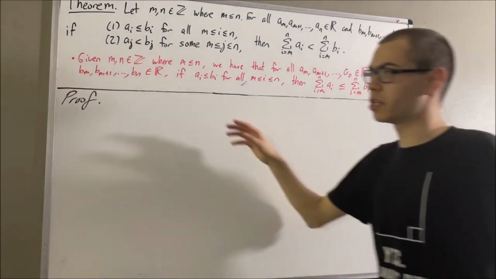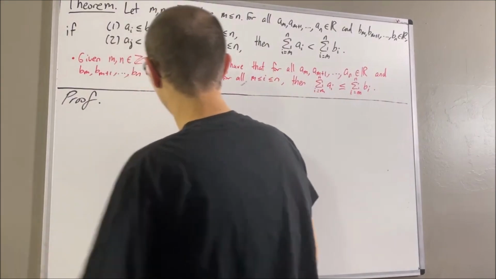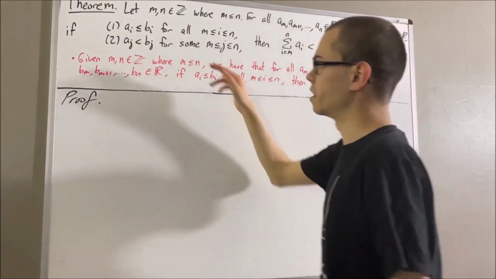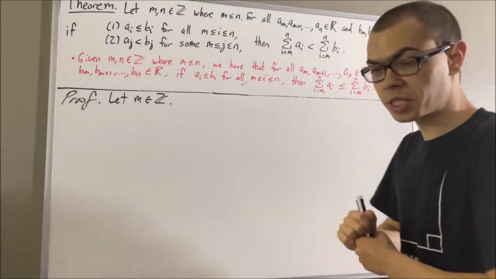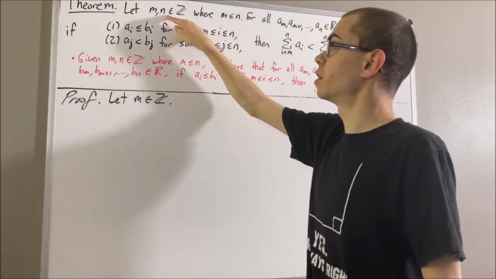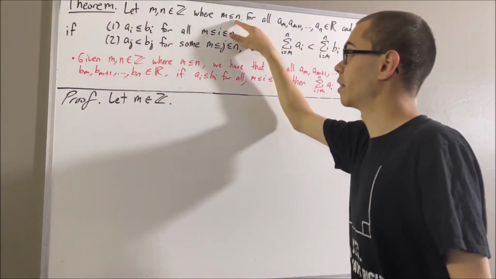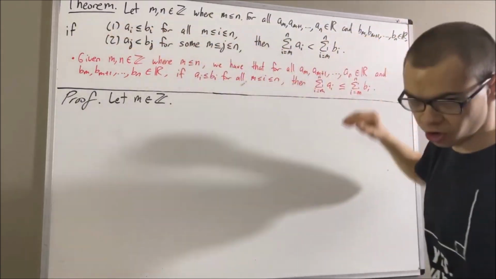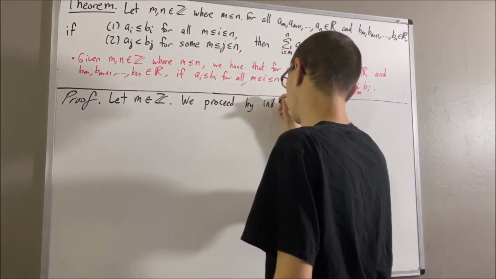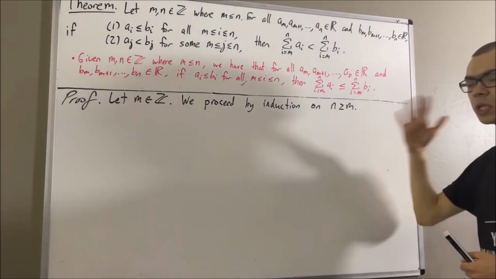Okay, now let's get into proving this theorem. To start on the proof, let's give ourselves an integer n. And from here, we're going to proceed by induction on n to show that for all integers n greater than or equal to m, this is true. So let's start with the base case.